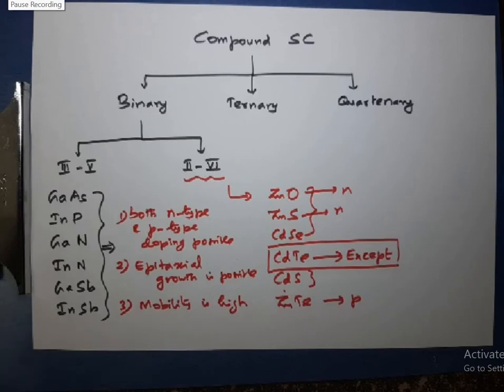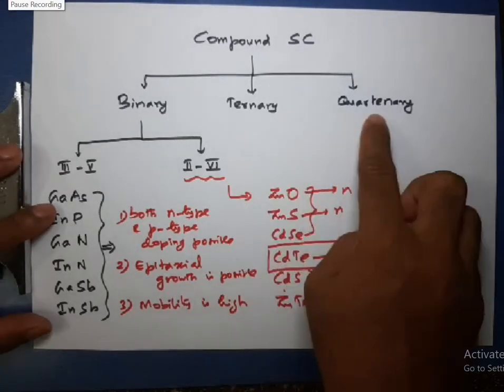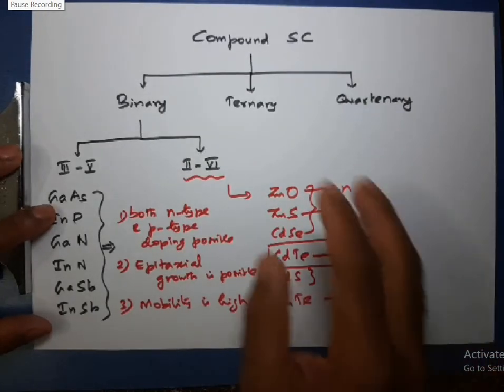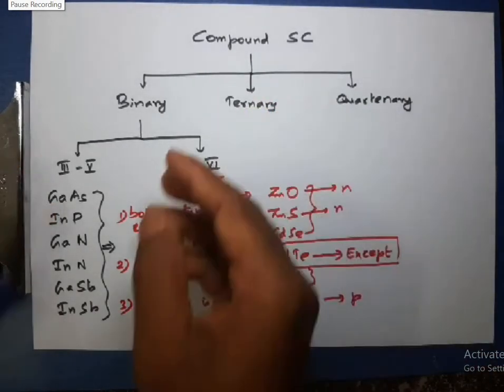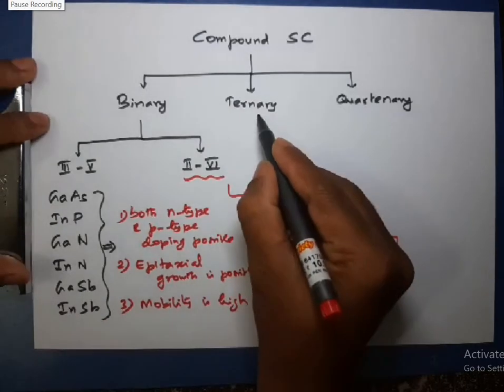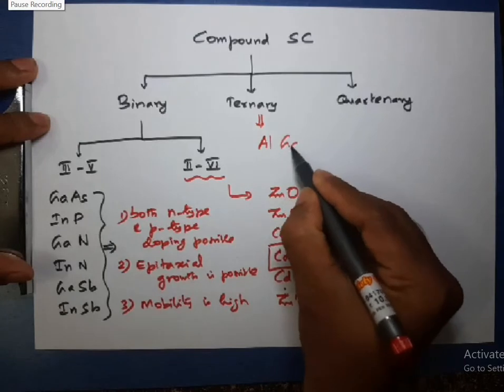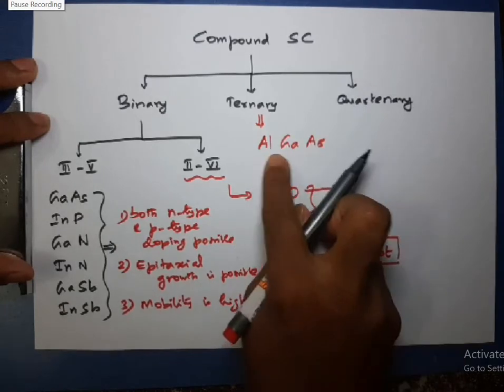Then about ternary and quaternary compounds, I have already discussed in the last class. And we can also, by varying the composition, make other materials. For a ternary compound, let me take one example: AlGaAs, aluminium gallium arsenide.